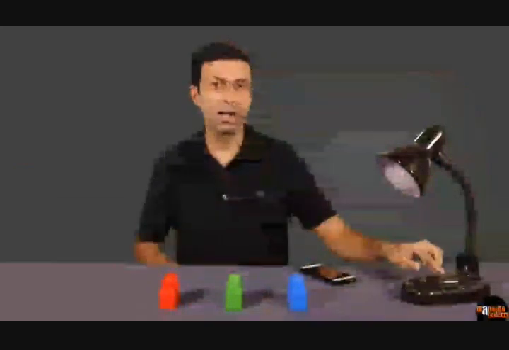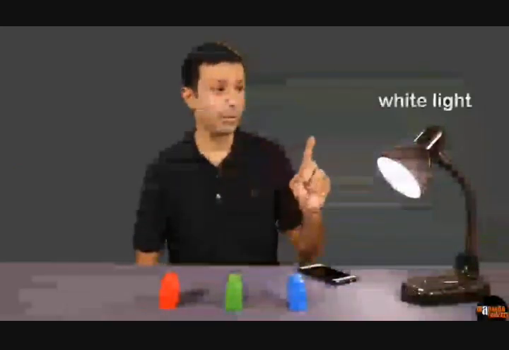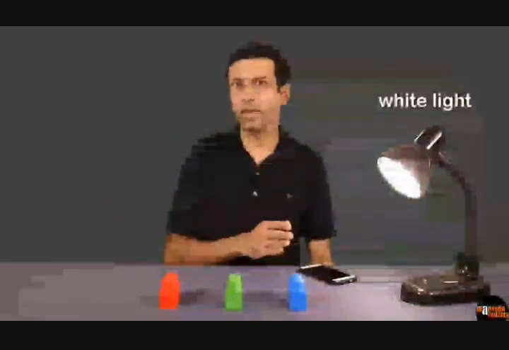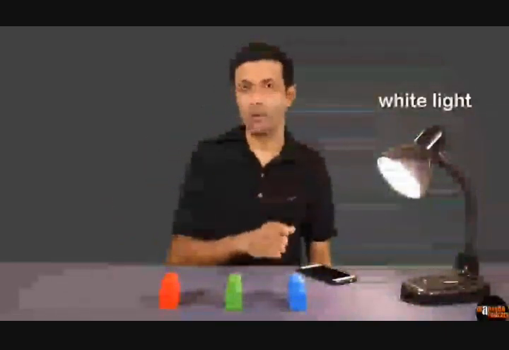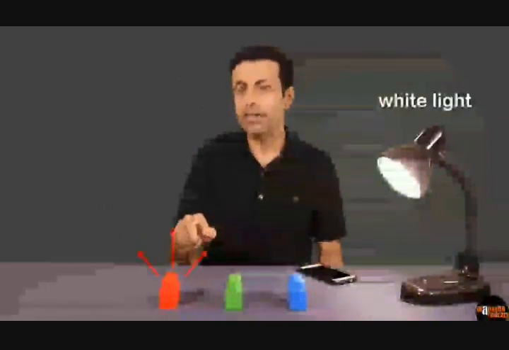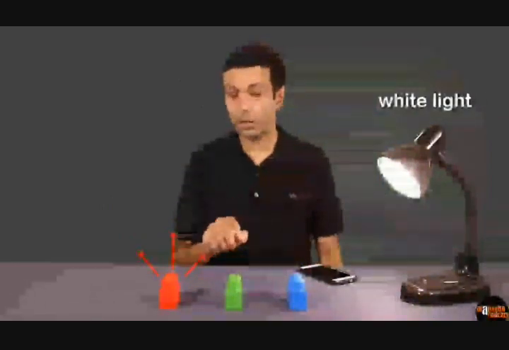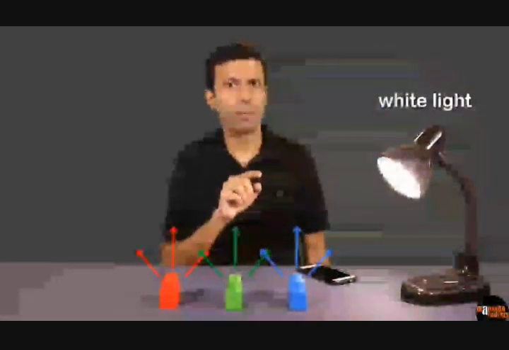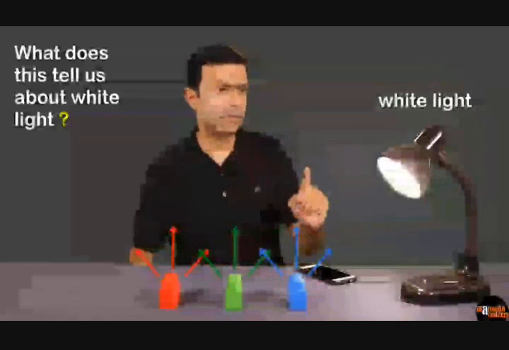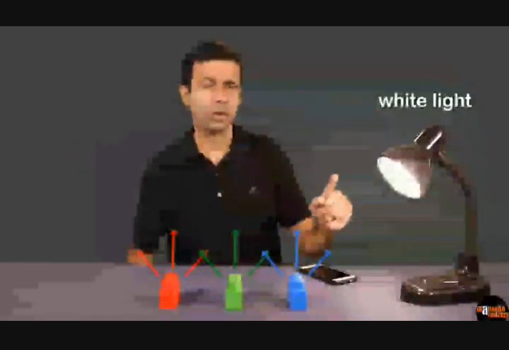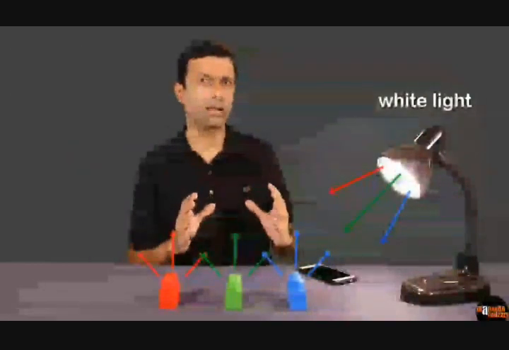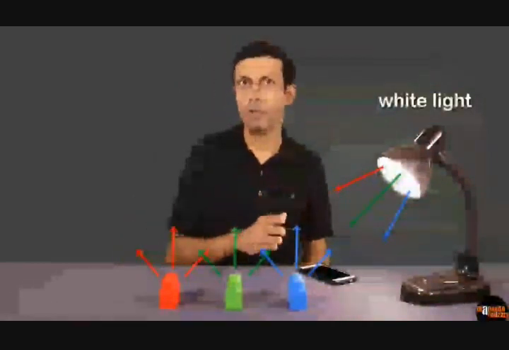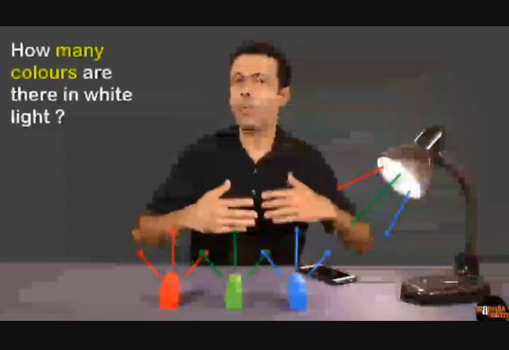When we look at these three blocks under white light, whether it's coming from this bulb or from the lights in this room, we can see all the three colors: red, green and blue. The red block is reflecting red light. The green block reflects green light and the blue block reflects blue light. So what does this tell us about white light? White light is actually not white. It at least contains these three colors: red, green and blue.